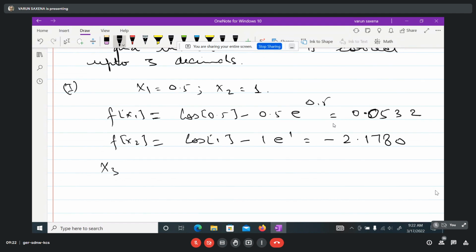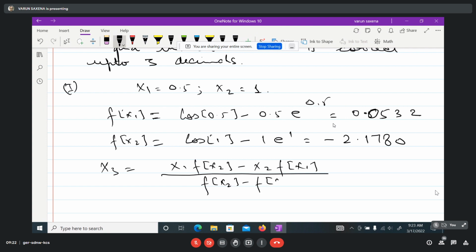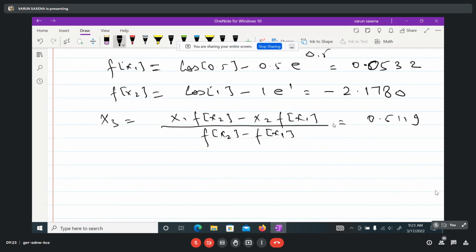Then you calculate x3, and the x3 is evaluated as (x1 f(x2) minus x2 f(x1)) whole divided by (f(x2) minus f(x1)), and this value comes out to be 0.5119. Then you check f(x3). What is this value, f(x3)?